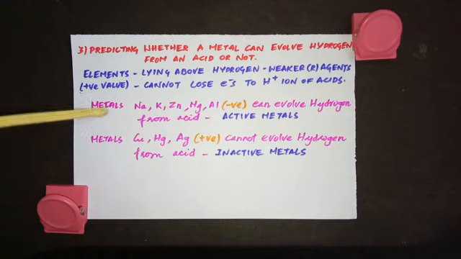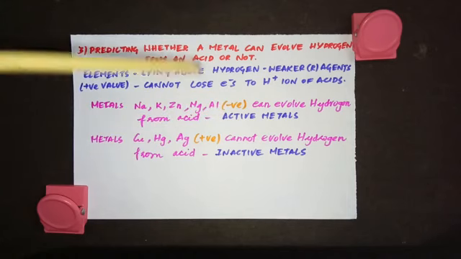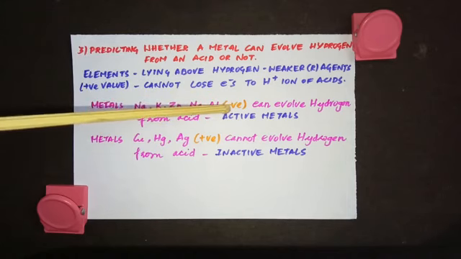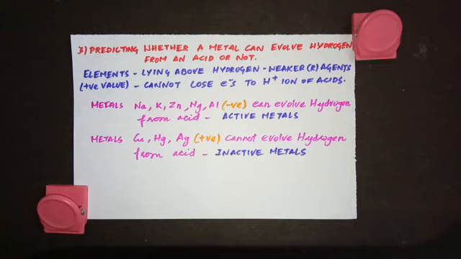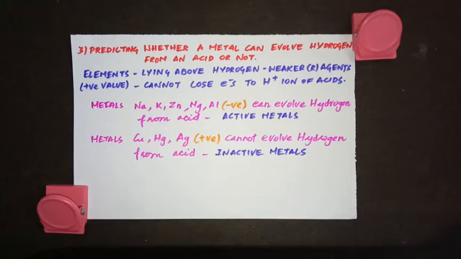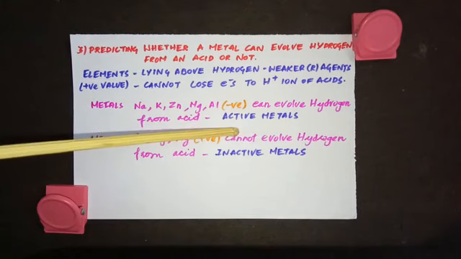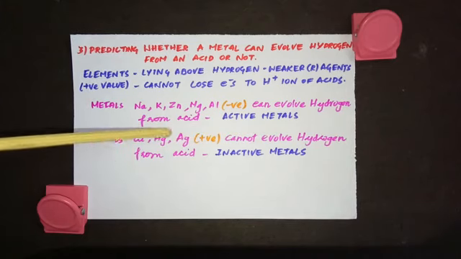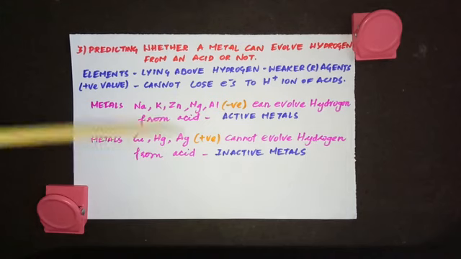For example, metals like sodium, potassium, zinc, magnesium, aluminum have negative values. When you look at the electrochemical series, you can see they have negative values, and they are placed below hydrogen. So they can evolve hydrogen from acid because they are better reducing agents, and hence they are called active metals. But metals like copper, mercury, silver have positive values and they cannot evolve hydrogen from acid, and they are called inactive metals. So these are the applications of electrochemical series.